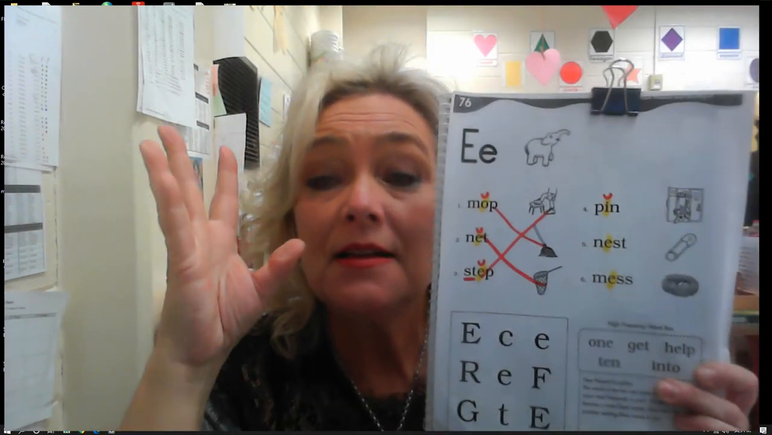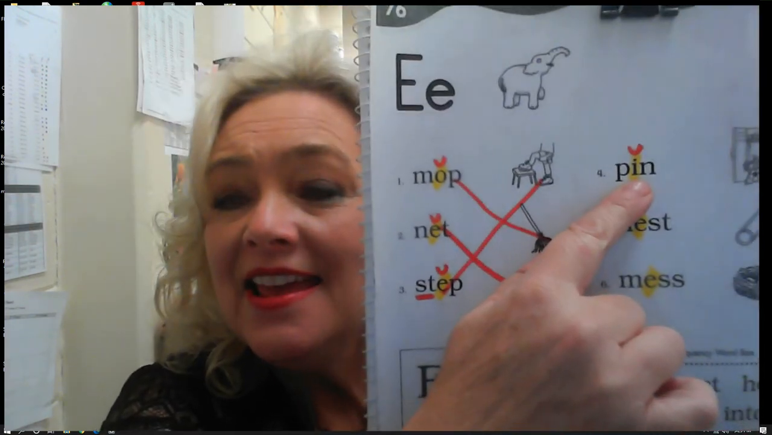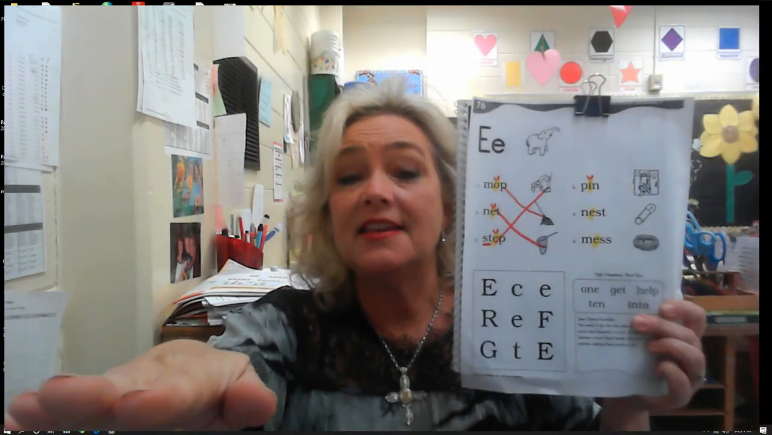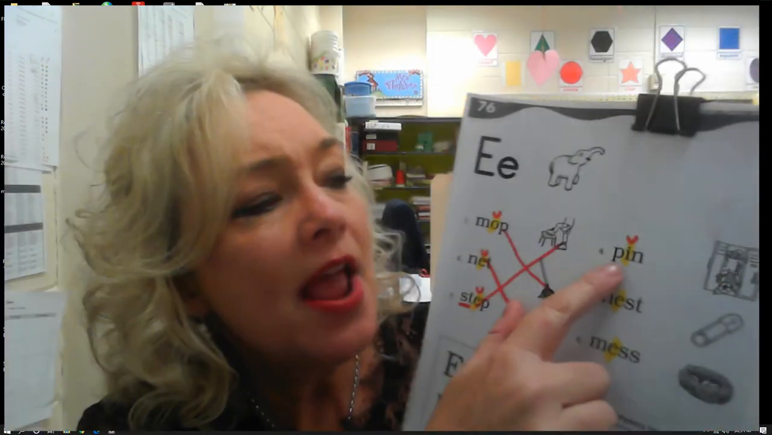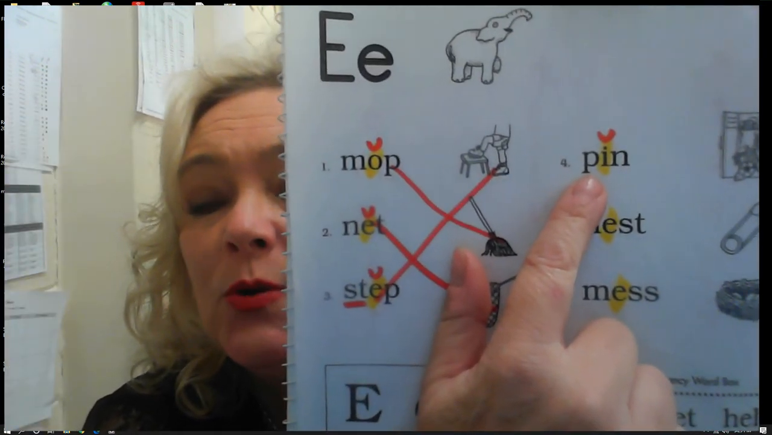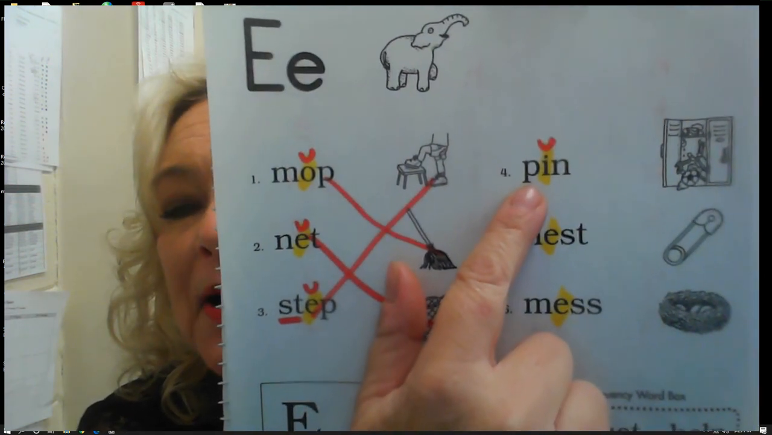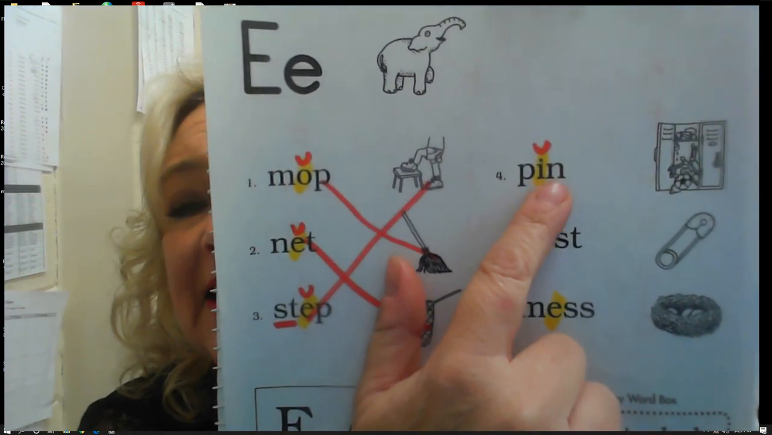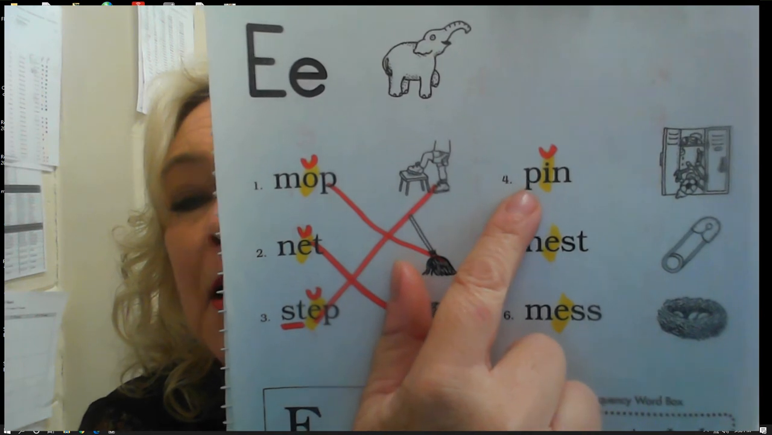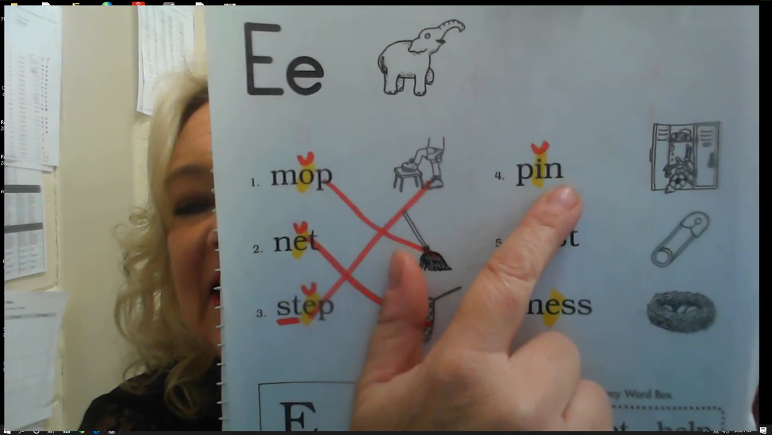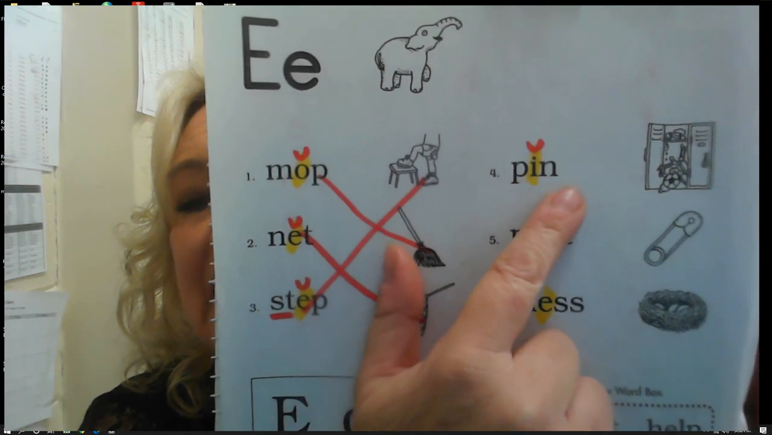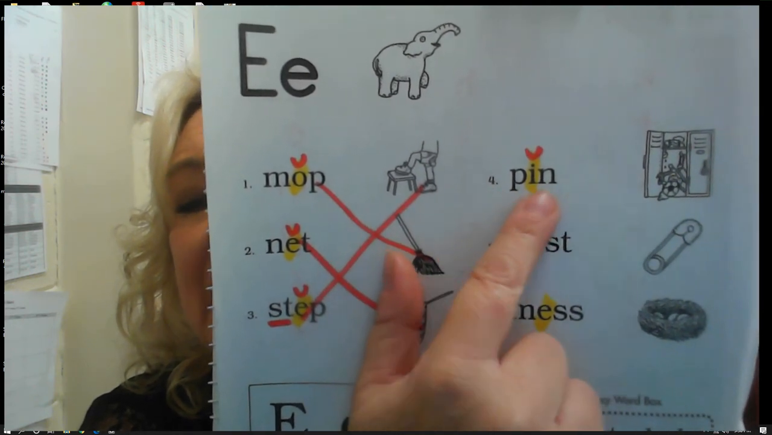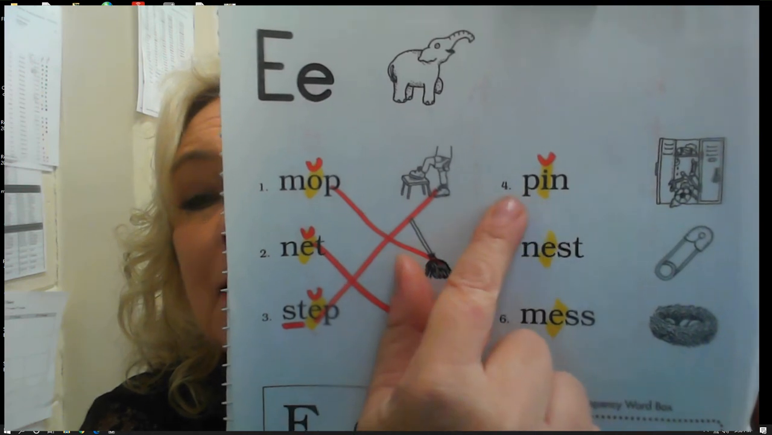All right, P says the short I, do it with me now, says "eh," and the ending sound says "n." All right, you ready to read it? Do it with me now. P. N. Do it again. P. N. What's the word, boys and girls? Pen. Very good. Pen.